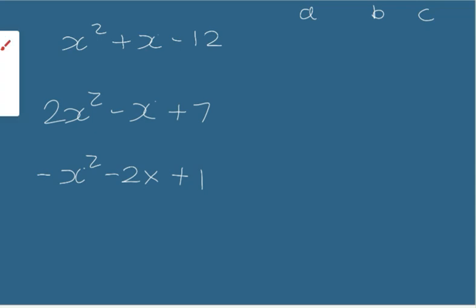Okay, so let's see. In the first one, we're going to get 1 for the a, 1 for the b, and minus 12 for the c. So if you got those, you're fully right. The next one is 2 for the a, minus 1 for the b, and plus 7 for the c. And finally we have a minus 1. You see, minus x squared is minus 1x squared. Minus 2 for the b, and plus 1 for the c. So I really hope you got them right, because if you get them right at the start, usually everything will follow on perfectly with the formula, and then using brackets and double checking everything.